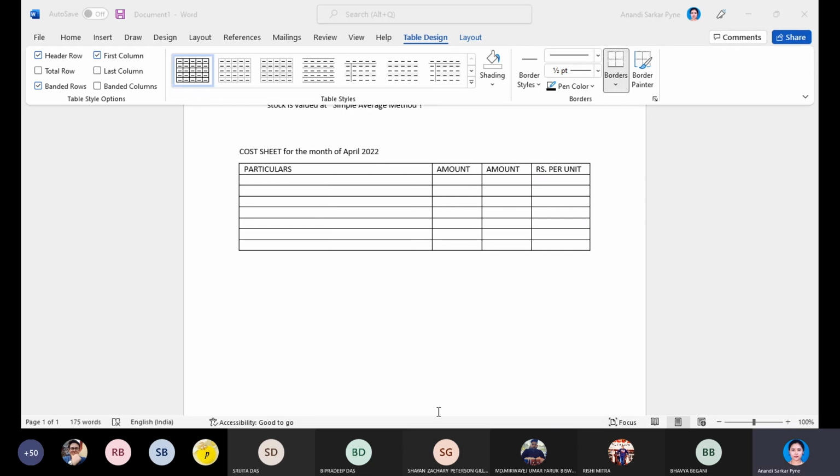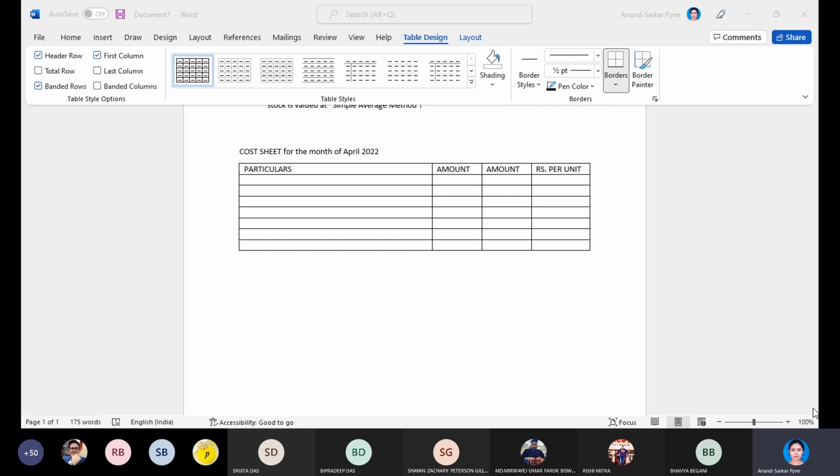So opening stock of raw material is 20,000. Along with it, we will add purchase of material 80,000, so the amount will be 1 lakh. Along with it, we will deduct the closing stock of raw material, which is 25,000. So 1 lakh minus 25,000 will be 75,000. This will be raw material consumed.